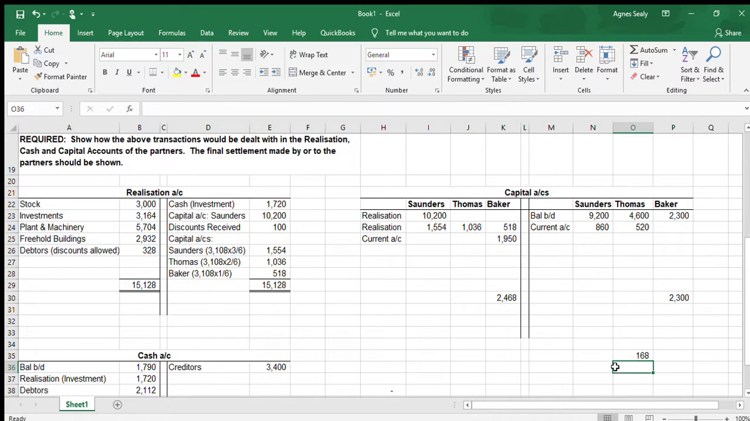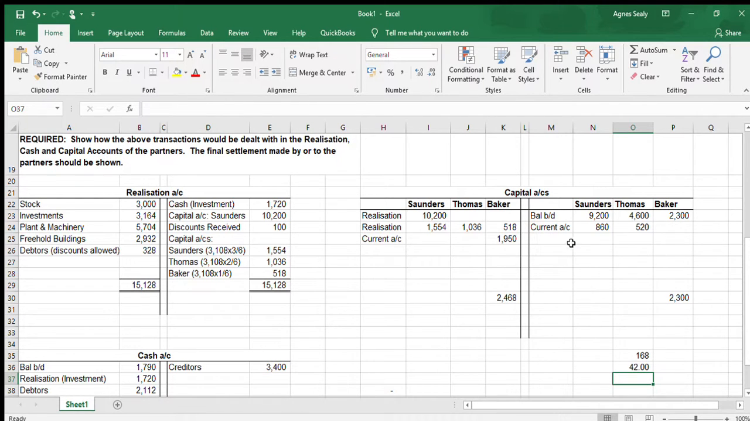However, it is stated that he cannot pay this $168. He can only pay 25% of it. So let's see how much he can pay. It is 168 times 25%, which means he can only pay $42.